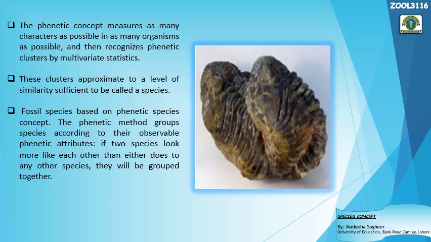The phenetic method groups species according to their observable phenetic attributes. Attributes mean the traits, the characters. If two species look more like each other than either does to any other species, they will be grouped together. Alright, so this was all about the phenetic species concept. You have learned about the phenetic classification system as well. So it is the same, that it takes the characteristics in common rather than the evolutionary relationship.